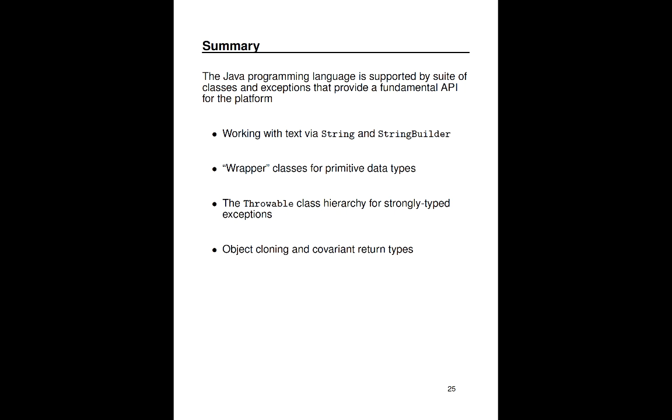Talked a bit about exceptions and how there's a class hierarchy that starts with throwable and has several subclasses that provide exceptions that are strongly typed, some of which must be caught and some of which may not be caught. And then we also saw object cloning and covariant return types. So I think this is a good place to stop for right now. There's a lot more that we can learn about when it comes to the standard Java APIs, but I hope that what you learned here gives you a good foundation for getting started with writing real-world Java applications.